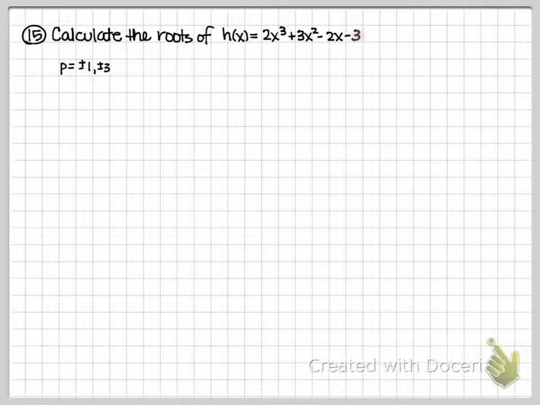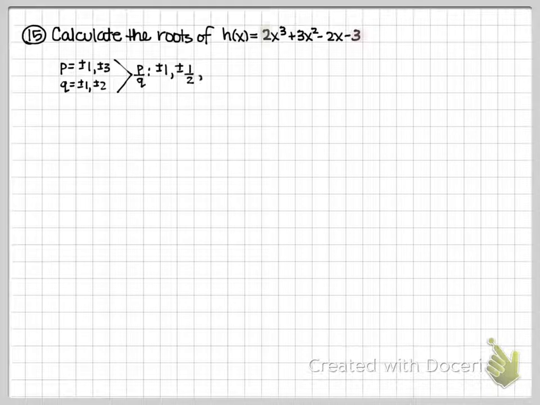All right, now we need to figure out what the q values are, and the q values come from the leading coefficient of 2 in this case. So our q is going to be plus or minus 1 and plus or minus 2. Okay, so now all of our options here for rational roots are going to come from the relationship of p over q. So we've got plus or minus 1, and then plus or minus a half, plus or minus 3, and then plus or minus 3 halves. Okay, not too long of a list.